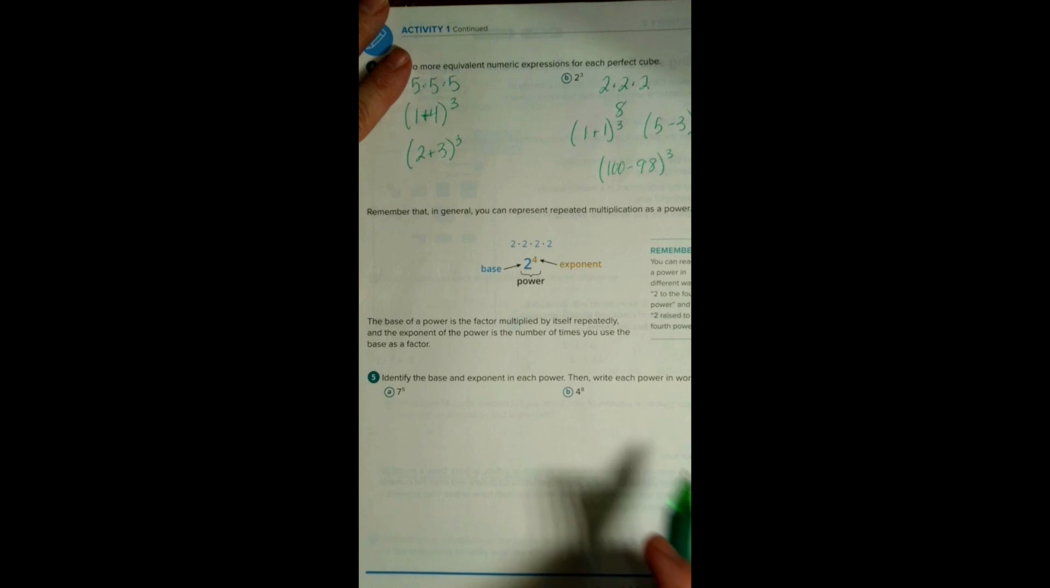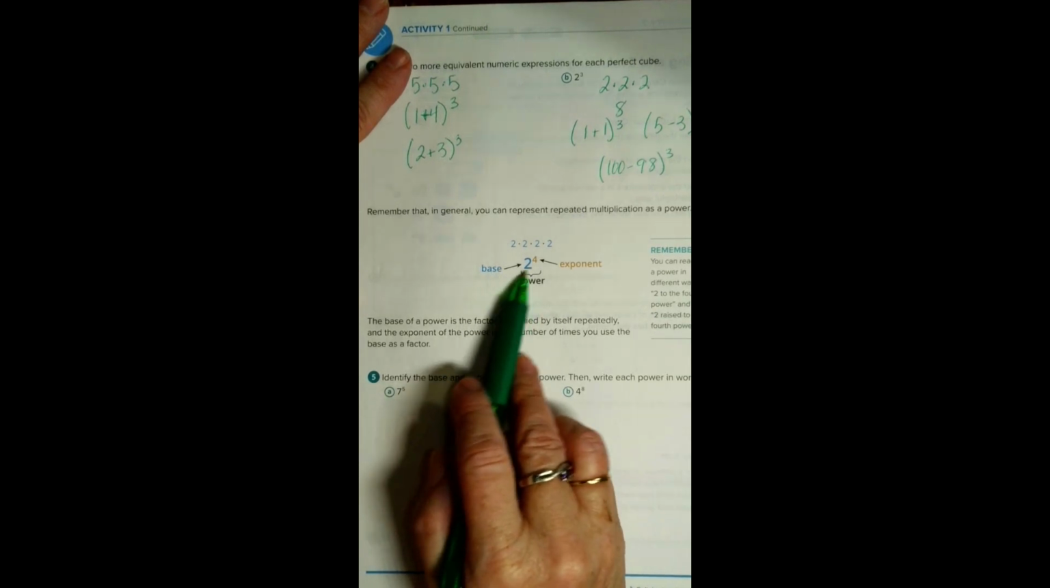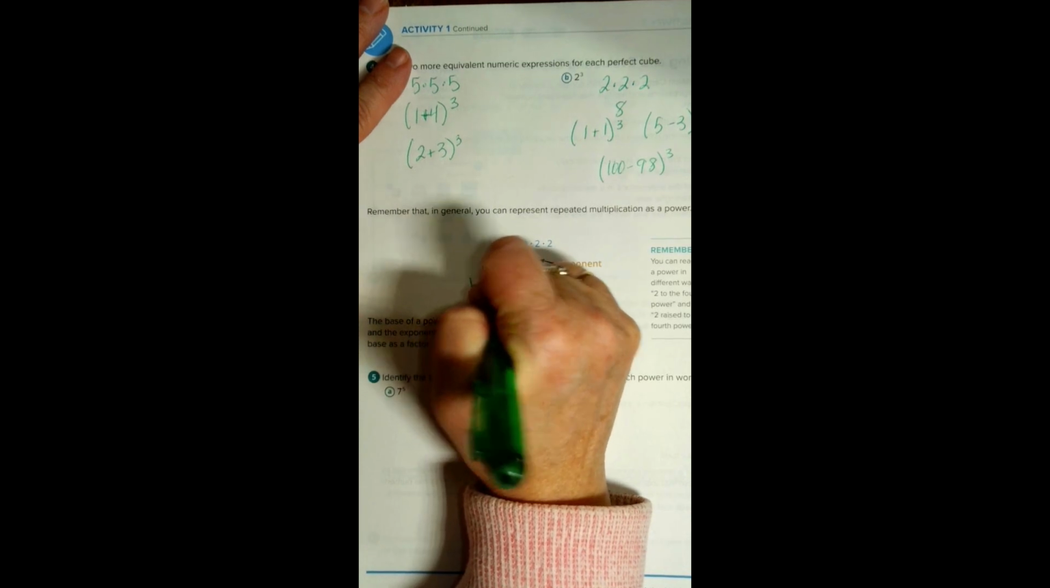All right, so it says, but remember that in general, you can represent repeated multiplication as a power. So we have the base number, the blue one. The base is the big one. And the 4 is the exponent. Together, it's called a power. The base of a power is the factor multiplied by itself repeatedly. And the exponent of the power is the number of times you use the base as a factor.